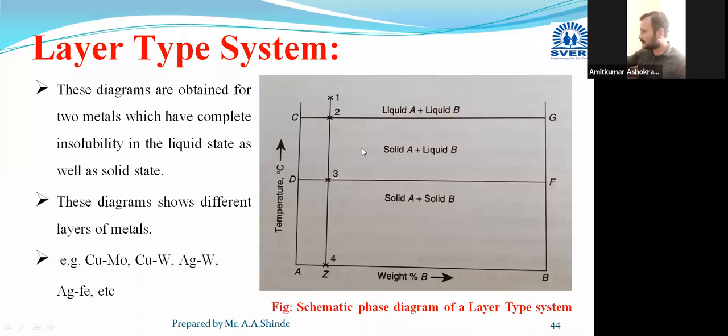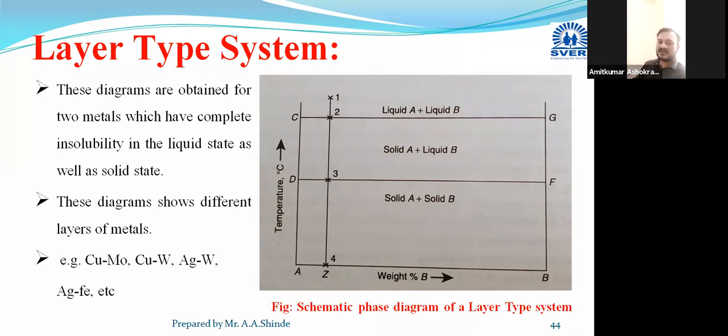Then below 0.2, liquid A will get transferred to the solids, and the remaining liquid B will remain as it is. Then below 0.3, only solids will be there, one will be solid A and another will be solid B with a different morphology, meaning the appearance will be different. So in this way, this layer type system will be there.